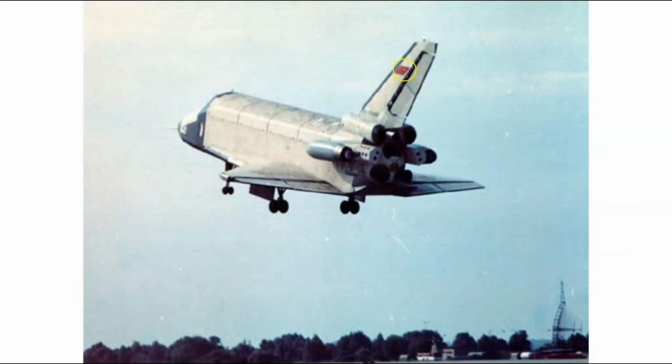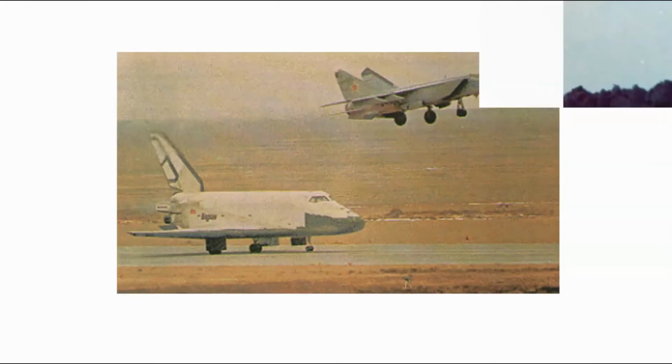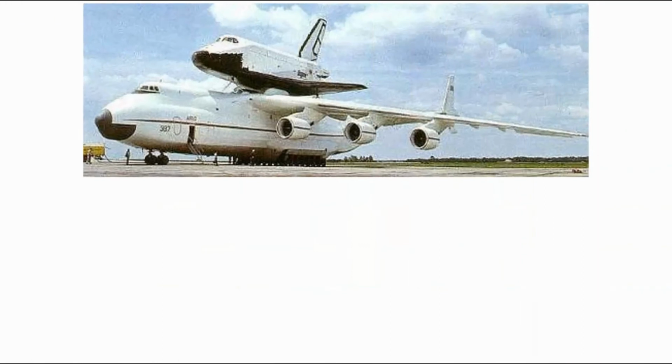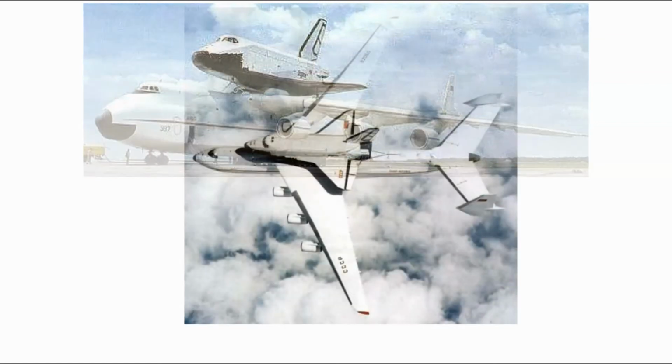You see the Soviet flag here, and landing like a glider, being guided in by MiG. And this is the first and only orbital launch of the Shuttle Buran. It was kind of a political thing. We know what you're doing. Look what we're doing as well. And here they are carrying it on top of a large cargo craft.